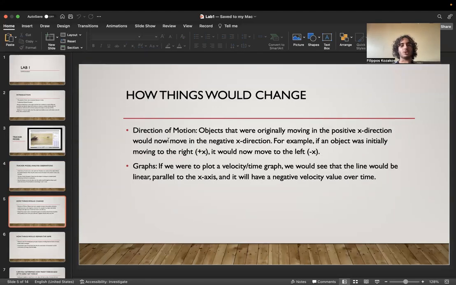So how things will change: the direction of motion. Objects that were originally moving in the positive x direction will now move in the negative x direction. For example, if an object was initially moving to the right, it will now move to the left, minus x. Graphs: if we are to plot a velocity time graph, we will see that the line will be linear, parallel to the x-axis, and will have a negative velocity value over time.